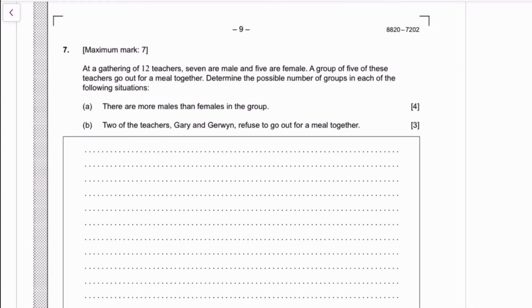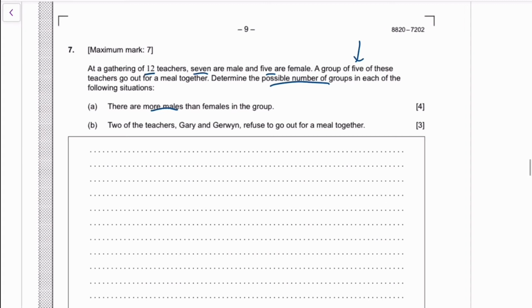Okay, we are running late, but two more questions, let's do it. Okay, at a gathering there are 12 teachers, 7 are male, 5 are females, 5 of them are trying to go out. Find the number of possible ways that there are more male than females. More male than female. Okay.